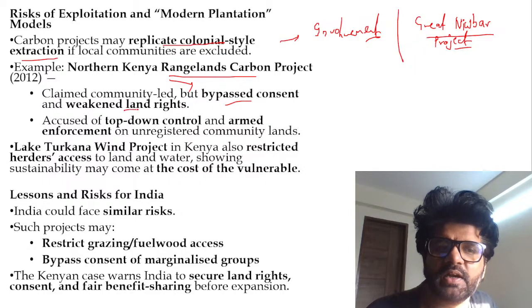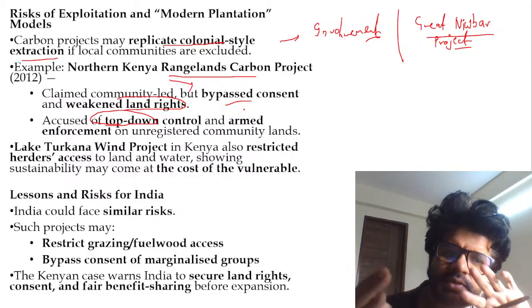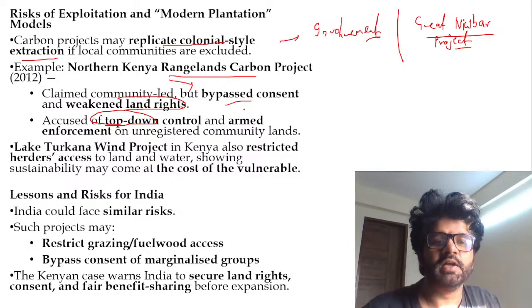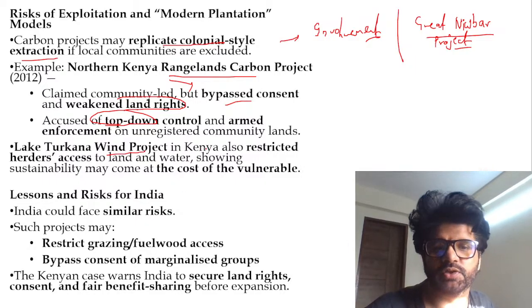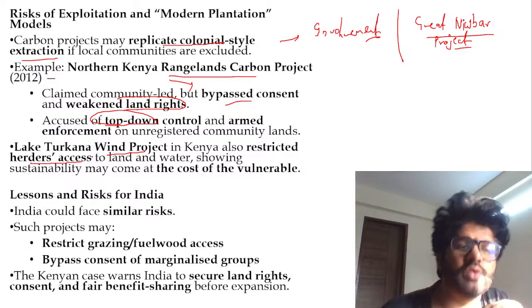They bypassed consent and weakened land rights, and were accused of a top-down model, just like the Great Nicobar project and the Sardar Sarovar Dam. This can be top down. You're not taking local people into confidence. That is actually not good. The same thing happened in the Lake Turkana wind project, which also restricted herder access. People who were living there cannot go to certain areas.